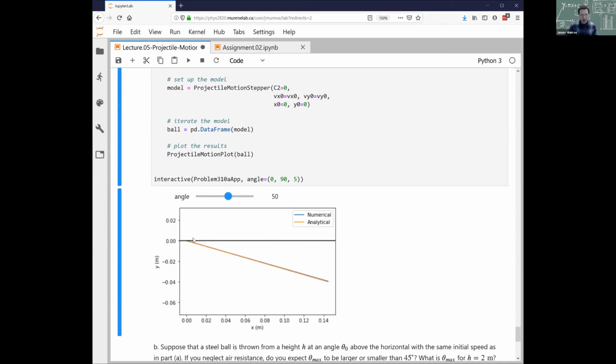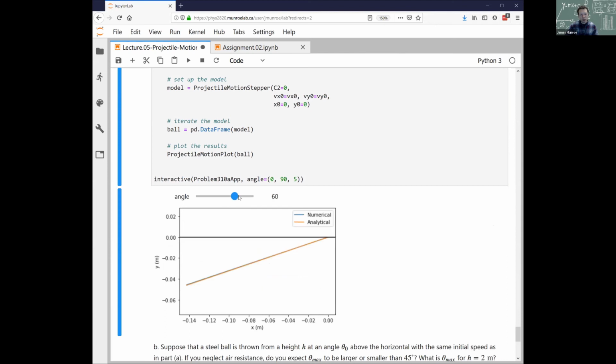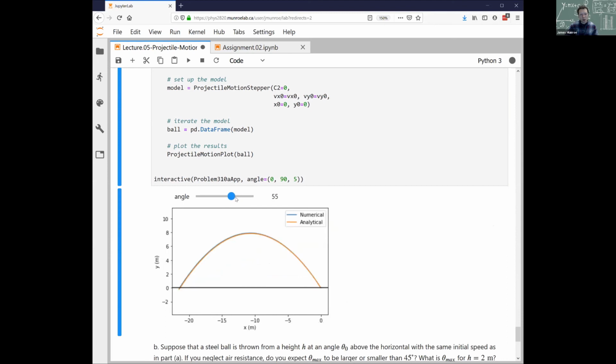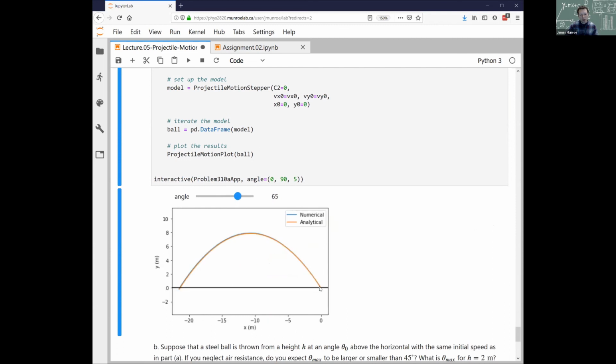50. It looks like it's shooting down into the ground. 55. It looks like it's really shooting into the ground. 60. It's going backwards. I don't know if you can see this, but it appears that it's starting here and being launched towards the left. Look at X. It's negative.